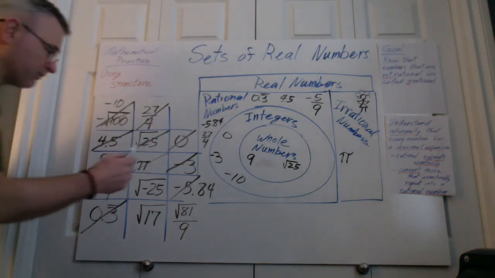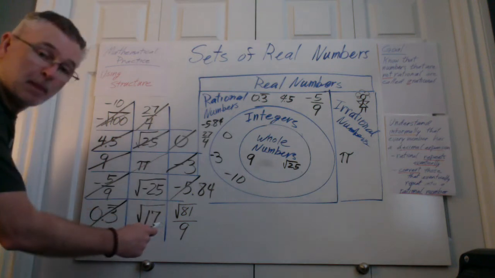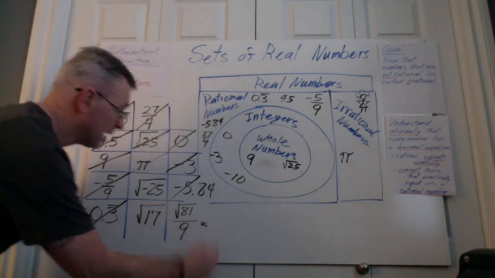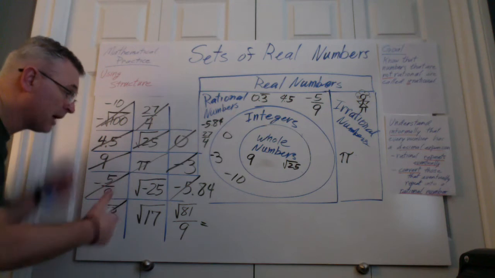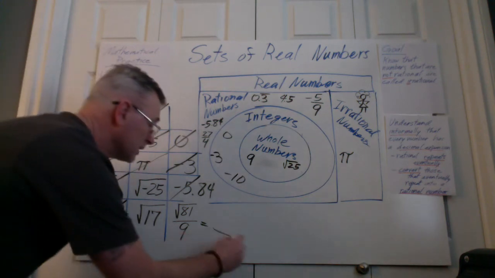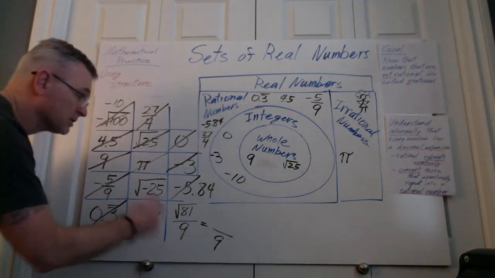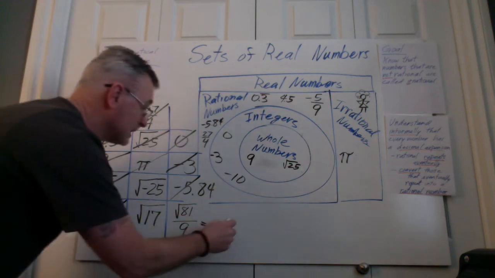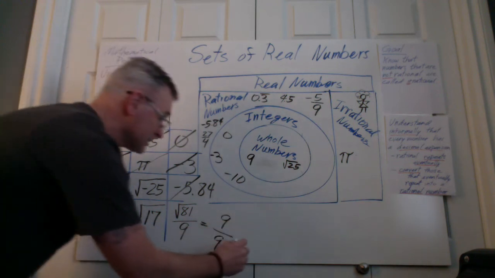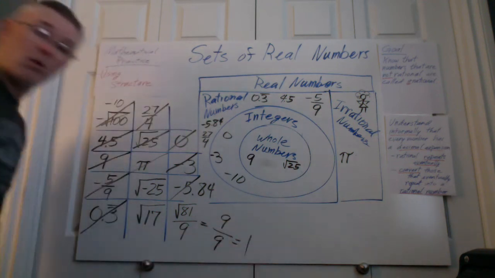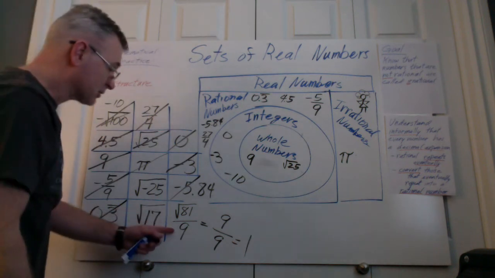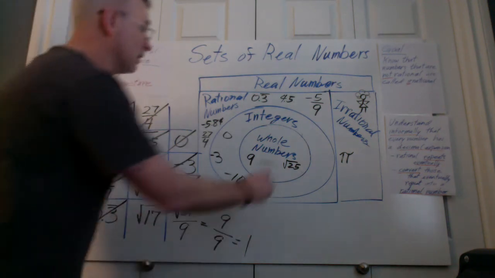All right, so I'm going to do this one. So what we were talking about last lesson about these kinds of numbers, what we can do here is leave the 9 on the bottom. What's the square root of 81? It is 9. So this is actually a whole number.